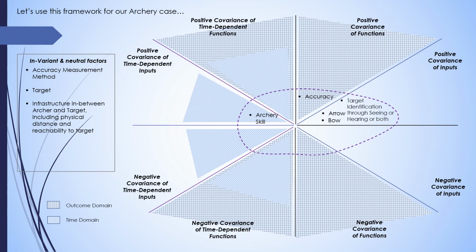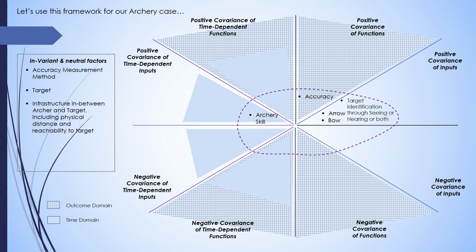What defines success in archery? Accuracy. The more accurately the target is hit, the more effective the scenario becomes. So accuracy is plotted in the positive covariance of functions zone because it represents the outcome whose increase directly improves effectiveness. At this point, we realize we've missed a critical input: the skill of the archer.